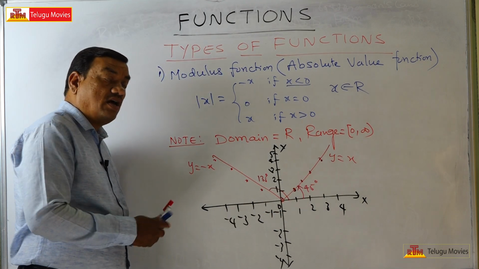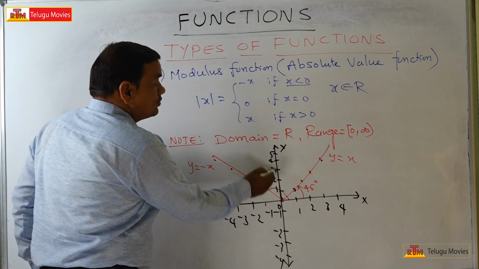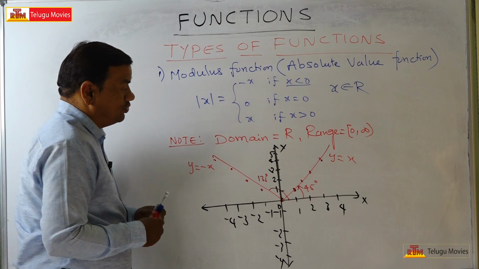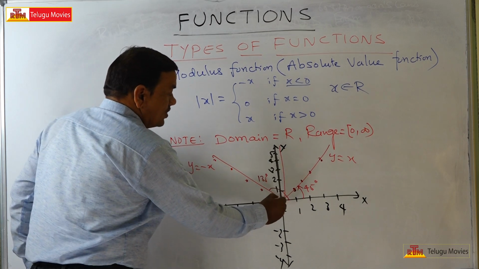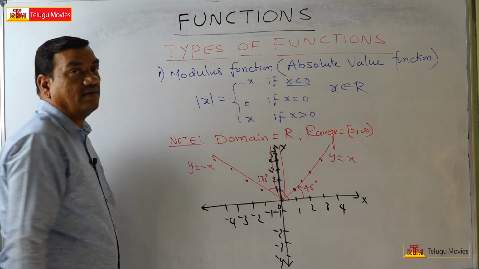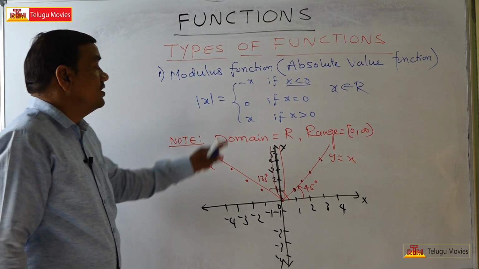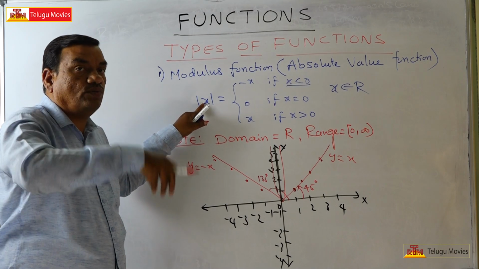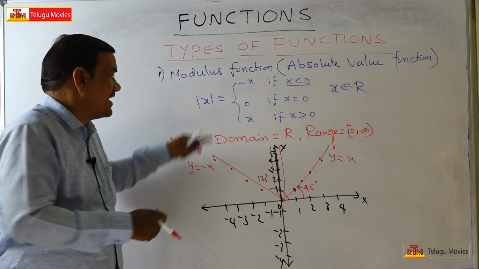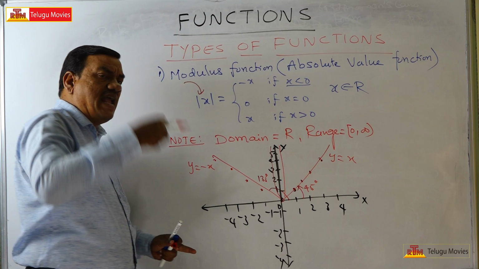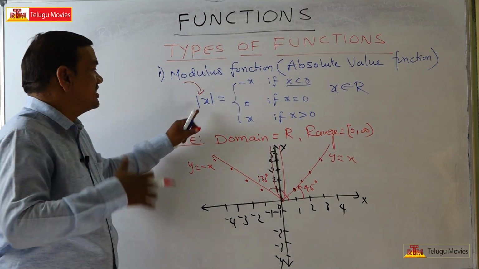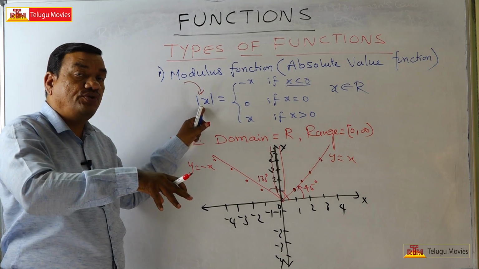But if you observe the y value, y takes only 0 and positive real numbers. So, this is the y value, 0 and positive real numbers it is taking. That is why, for the domain, any input you can give in place of x: rational numbers, irrational numbers, integers, fractions, whatever may be the input.